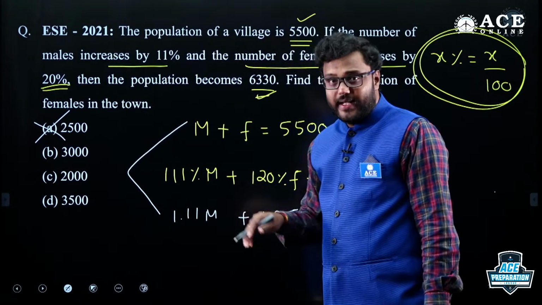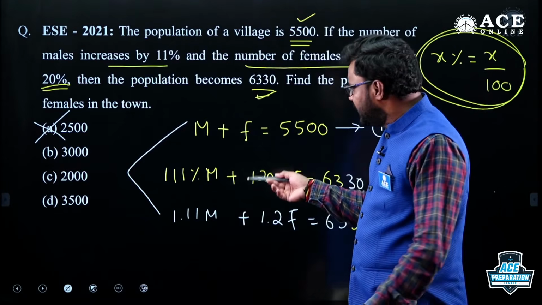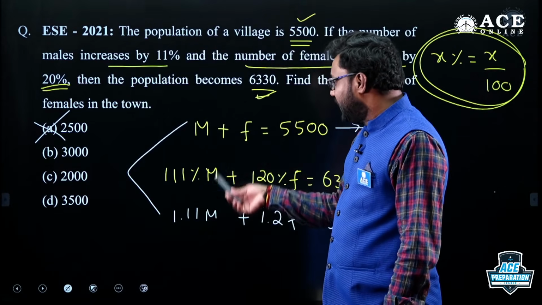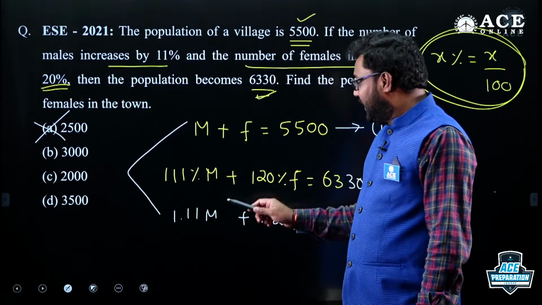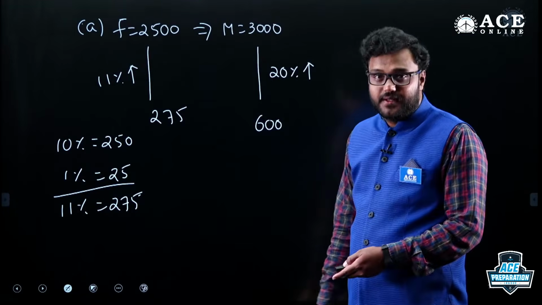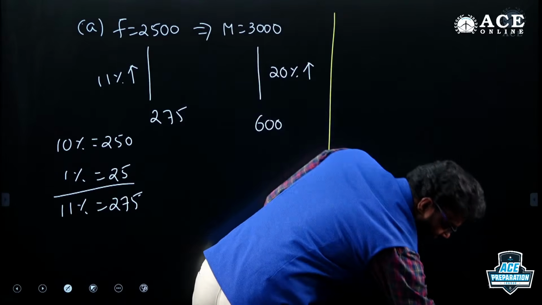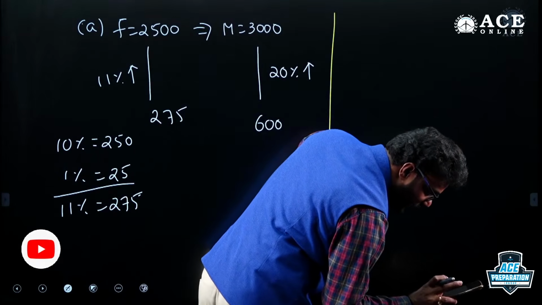What we can do, as I just mentioned, you can multiply this with 1.2 and solve this equation. I can find what is the male, then I can find the females as well. Or else you can do option verification also. Equation solving is also fine. Some people are asking regarding equation solving as well.